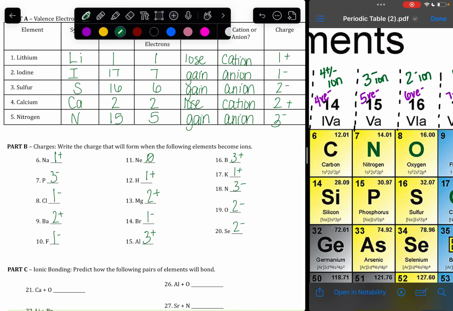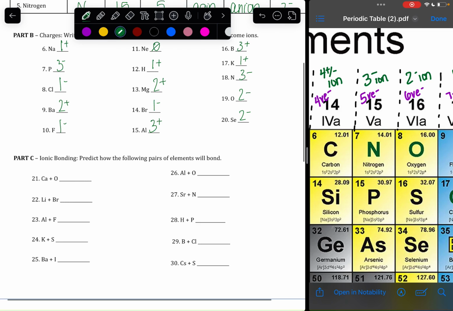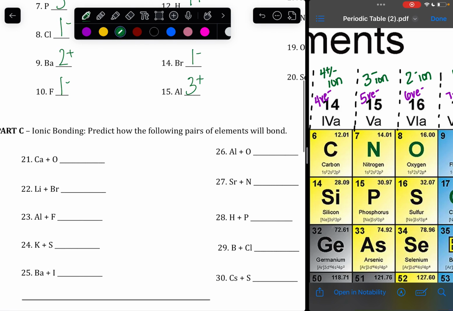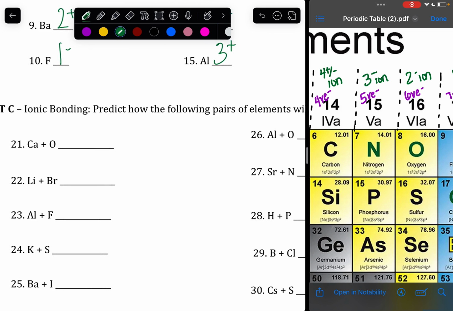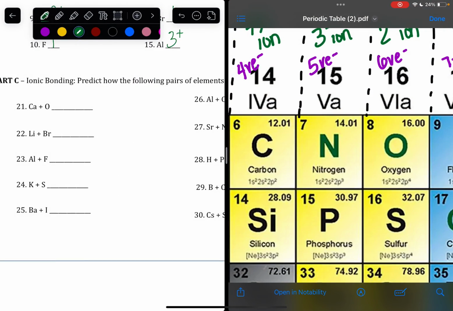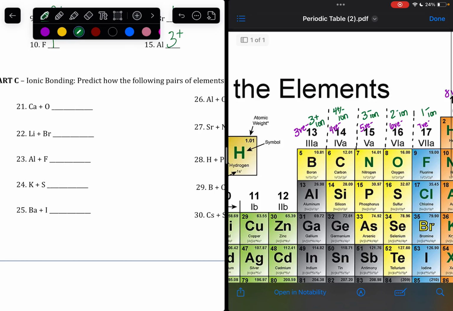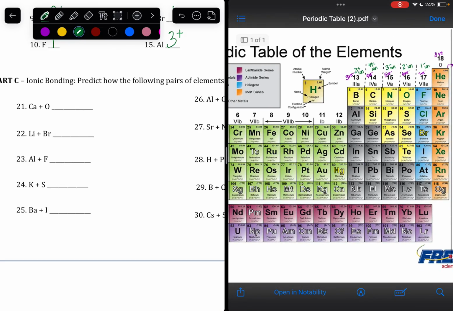So the reason we had you practice finding just those charges is because you need to know those charges to have those elements ionically bond. So for this bottom part here, 21 through 30, the first step you're going to be doing for all of these is to look up the element on the periodic table and find its charge. I'm going to zoom out a little bit so that I don't have to keep scrolling back and forth on my periodic table. Make it a little bit quicker to get through this.